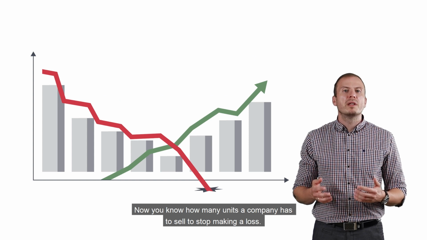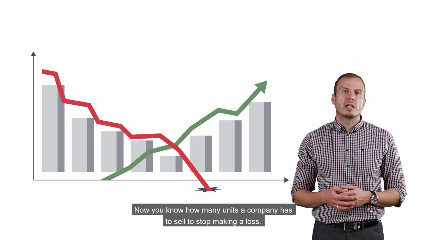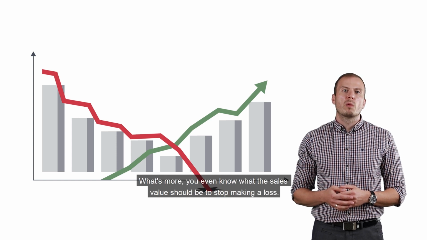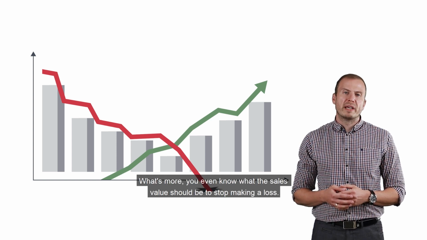Now you know how many units any company has to sell to stop making a loss. What's more, you even know what the sales value should be to stop making a loss.